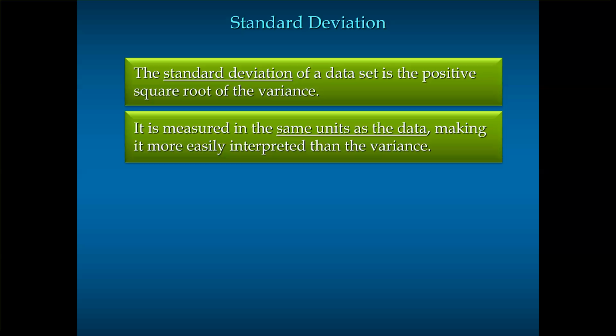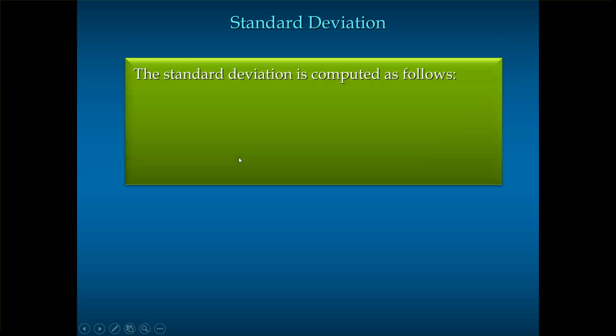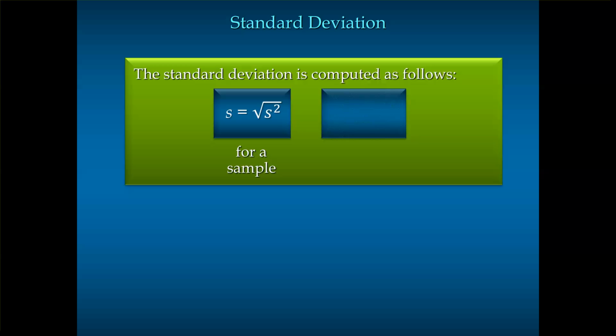It is measured in the same unit as the data, making it more easily interpreted than the variance. Again, the variance exaggerates the variability. However, we can use the positive square root to cancel the exaggeration. The standard deviation is computed as follows. For the sample, we just use the square root of the sample variance. For the population, we just take the square root of the population variance.